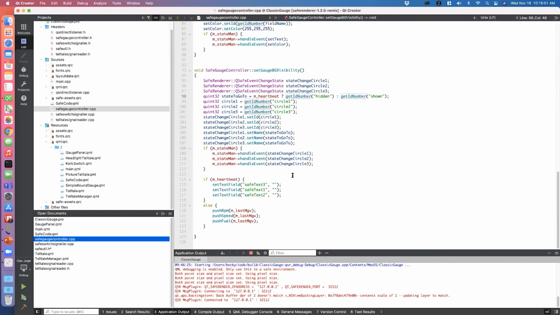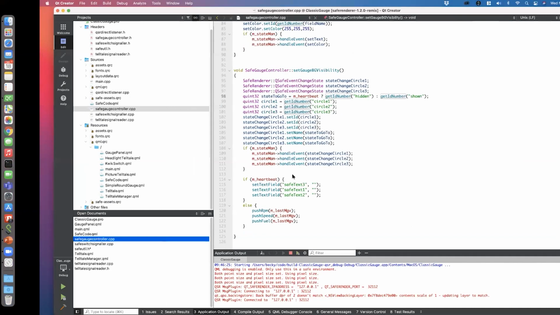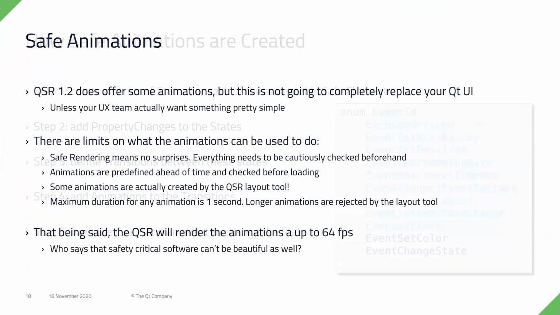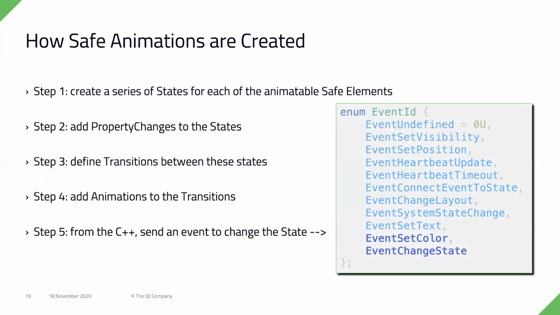So as you can see, it's useful, but it's somewhat limited. It's not super dynamic. It's not going to give you a cute Qt Quick UI, but it will give you something very safe and very reliable. And at 64 frames per second, it will probably look quite nice. So as we saw, you create a series of states for each of the animatable safe elements. We add property changes to those states. We define the transitions, and we add animations to the transitions. We then, from C++, send the state change event, which is the final one here.